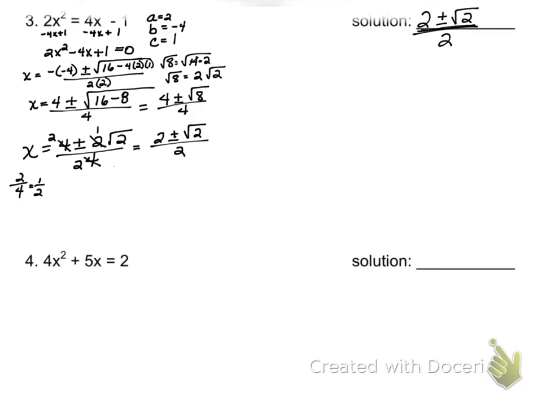Alright, problem 4 in our homework. We've got to move the 2 over, so we end up with 4x squared plus 5x minus 2 equals 0. And so A is 4, B is 5, and C is negative 2.